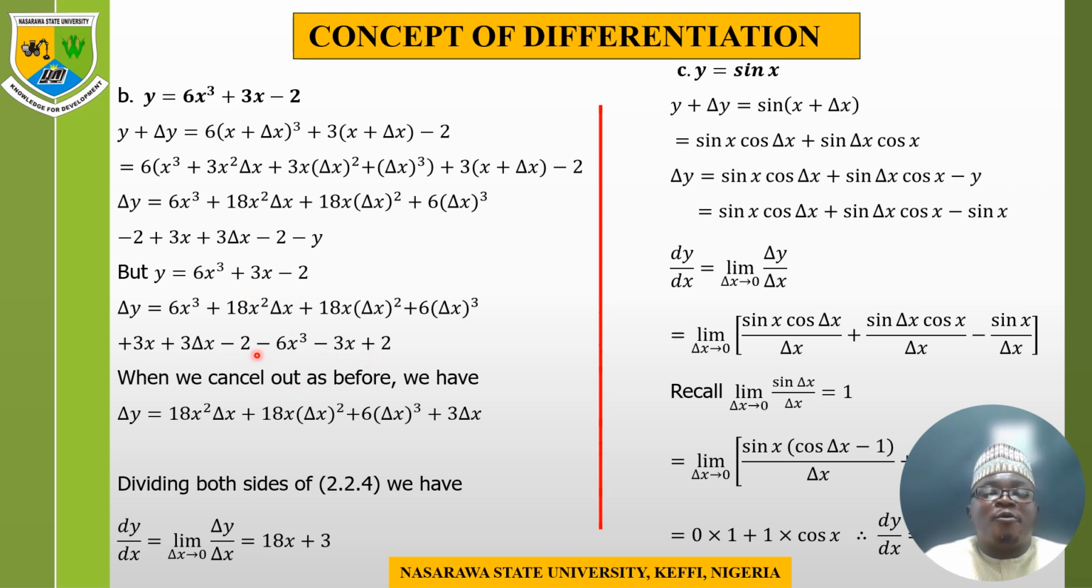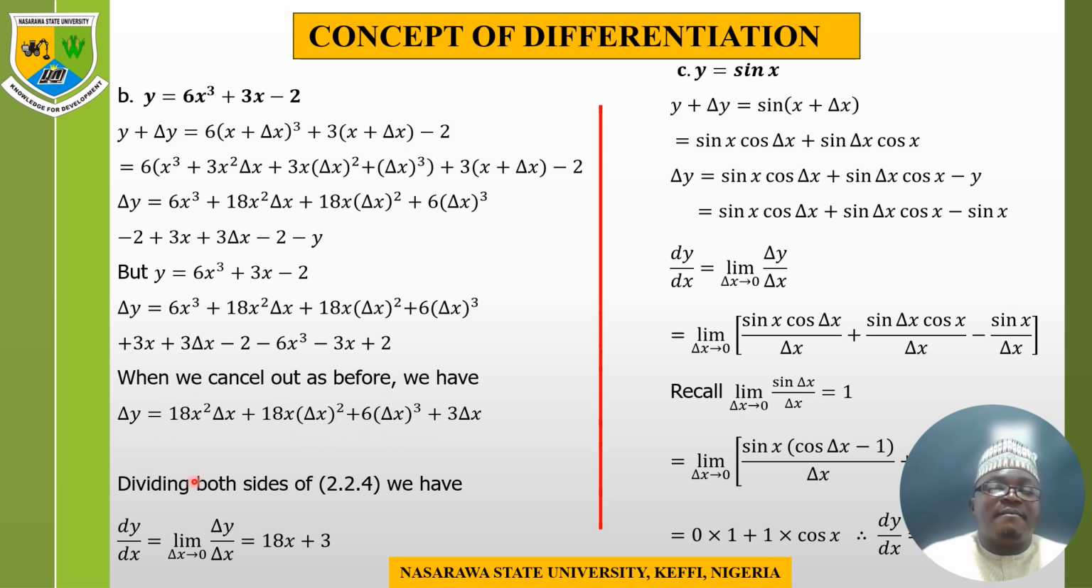Then now, after opening the bracket, remember this one is going with this one. This one here is going with this one, and the 2 here is going with this one. Then after we cancel out as before, we have this. This is what we are going to be left with.